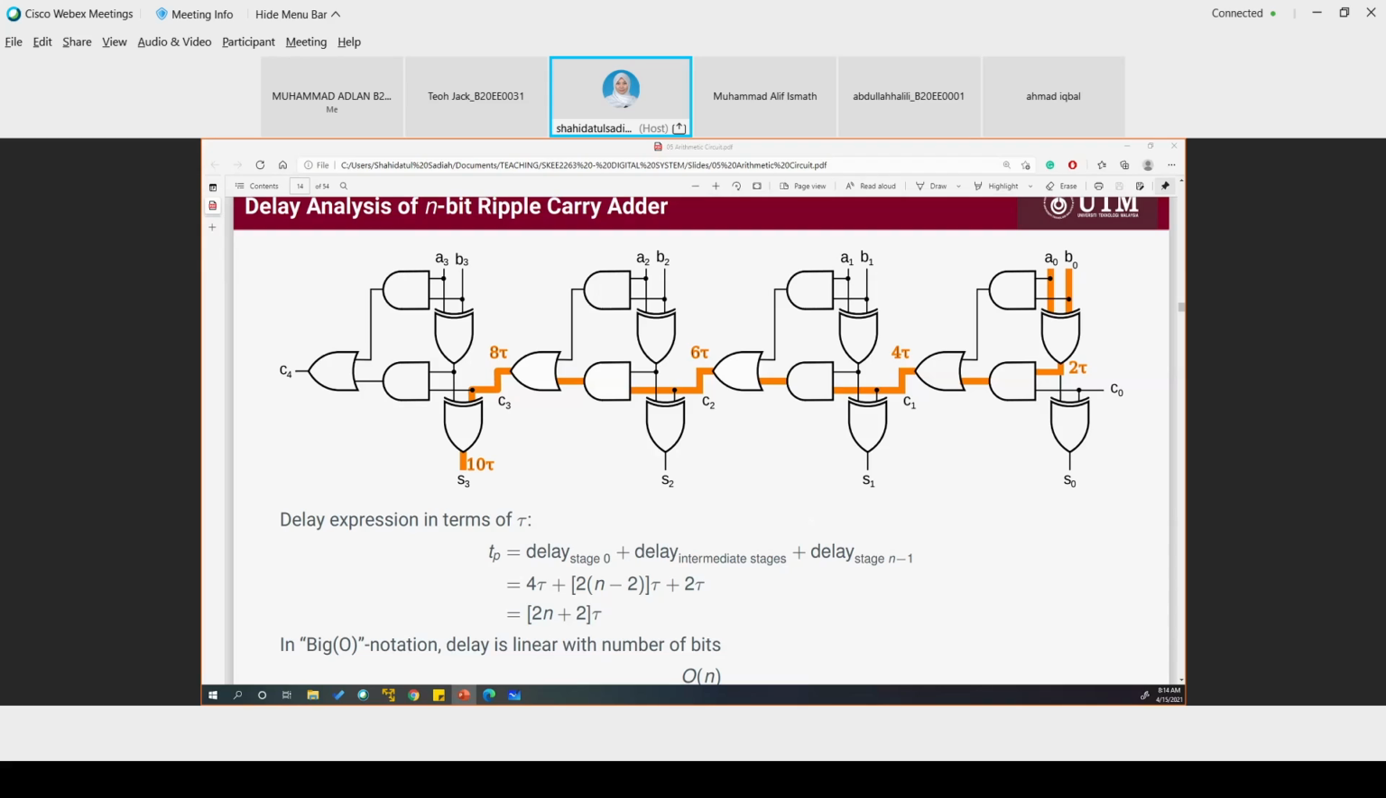The delay of the ripple carry adder, and how we improved that using the carry look ahead adder, and how we improve the carry look ahead adder. Okay.